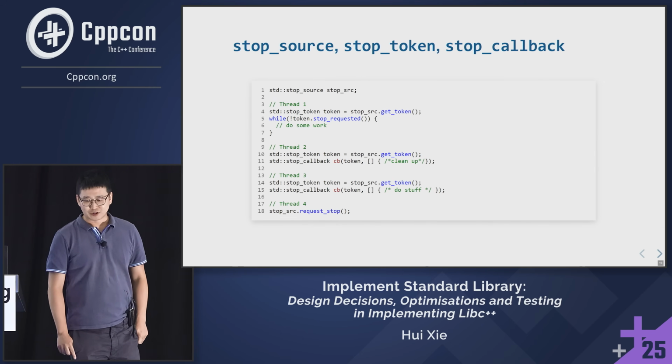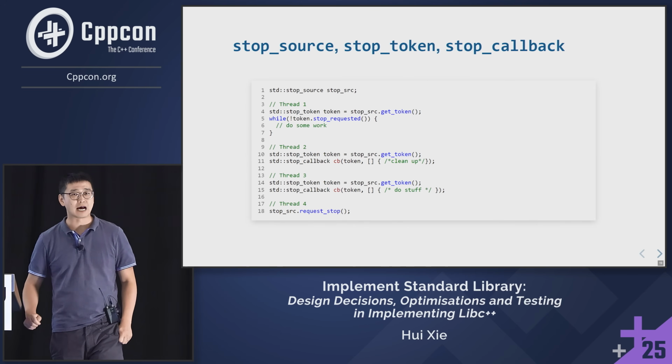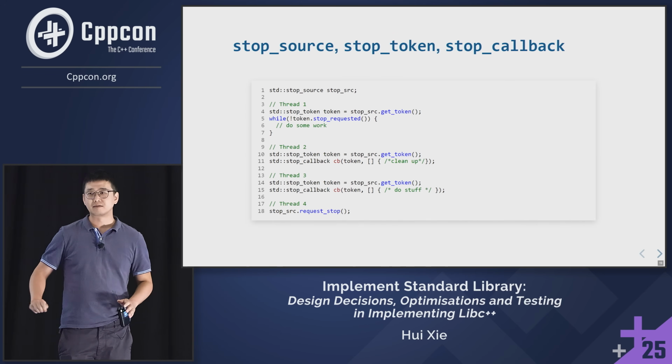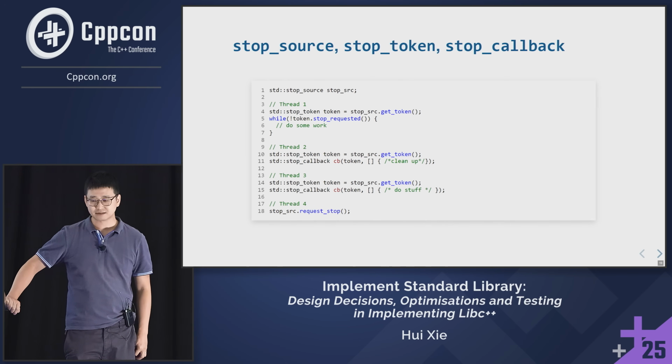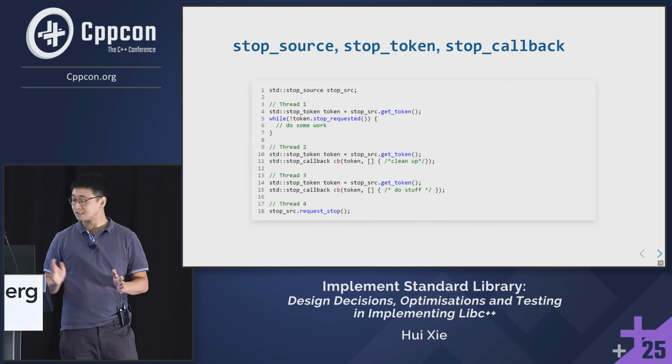So the next example is about stop_token. These three classes were added in C++20. They are used for concurrency. They are concurrency utilities. And basically, this slide shows an example of how you can use it.